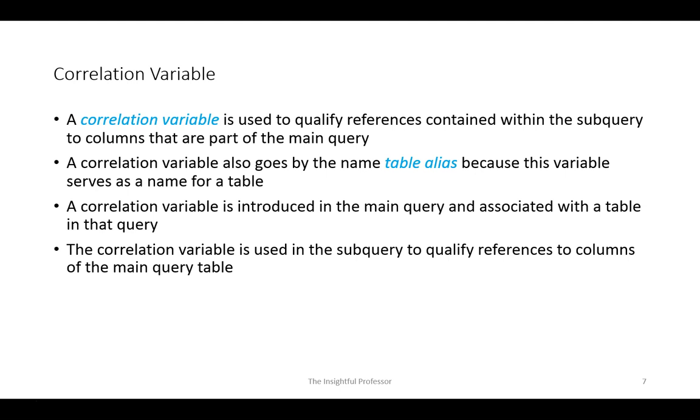It's used to qualify a reference to the data being passed from the subquery to the main query. In addition to referring to this element as a correlation variable, it's also been called a table alias because it's an alias, an alternative name for a table. The correlation variable thus serves as a kind of a pointer as the processor works its way through the rows of the main query one at a time.